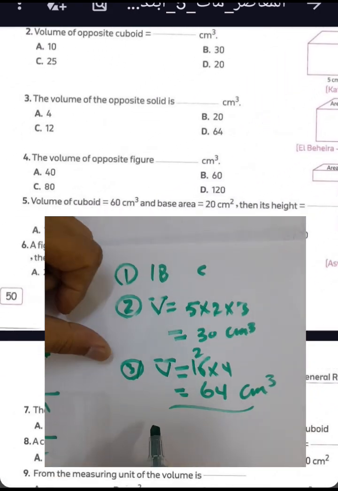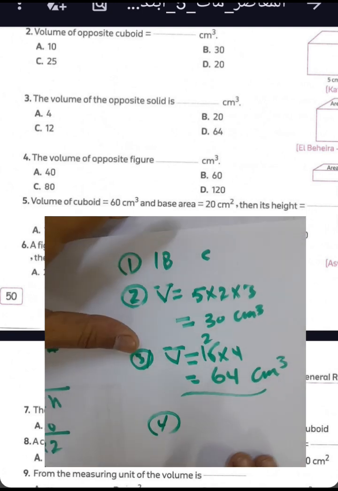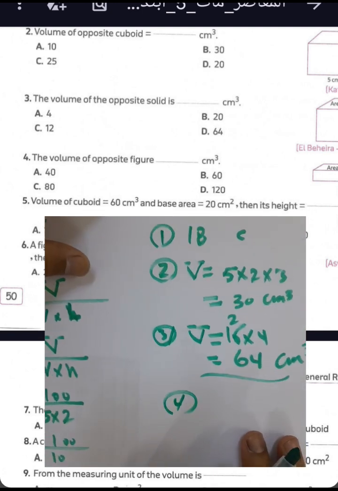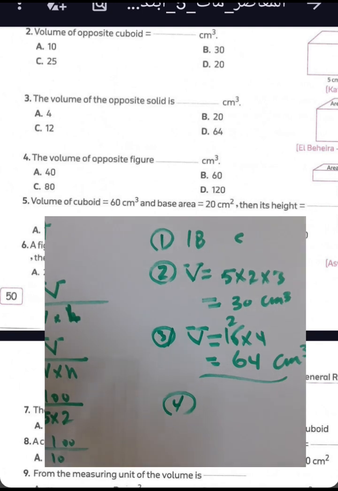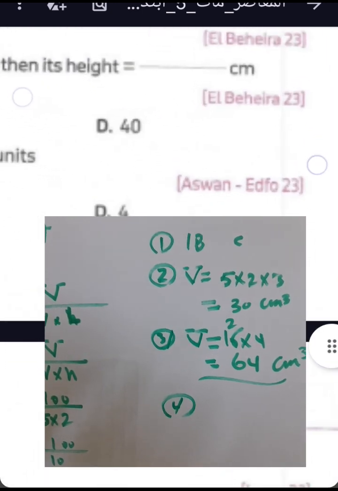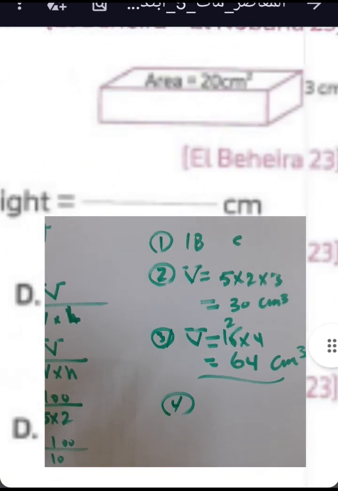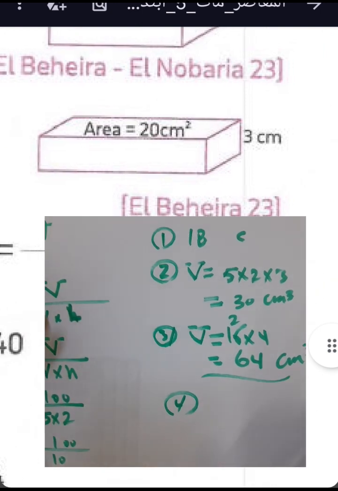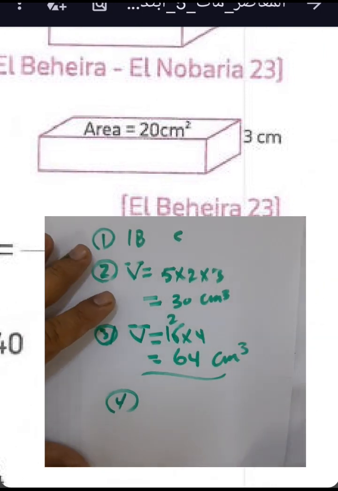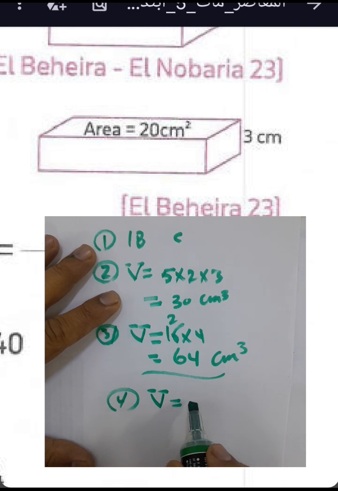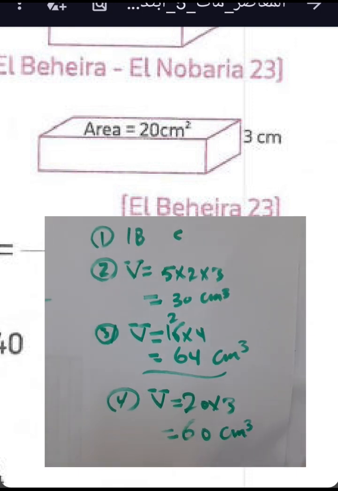Question number 4. The volume of the opposite figure. We have a cuboid again. The volume equals length times width times height, or we can write area of the base times the height. Base area times the height, right? 20 times 3, the result will be 60 cubic centimeters.